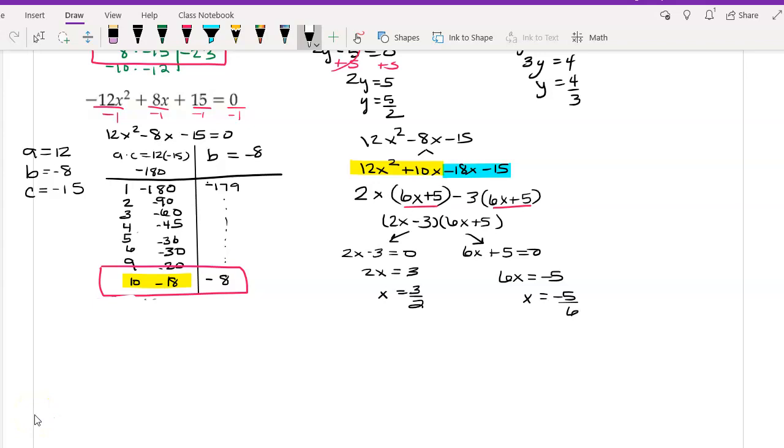All right, if you have any questions, please make sure to ask. This concept, factoring, is something that you will keep using all year long. You'll use it next year in pre-cal and whatever math class you take after this. So if you do have questions, make sure you are asking.